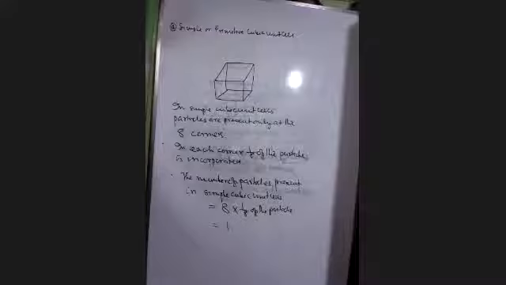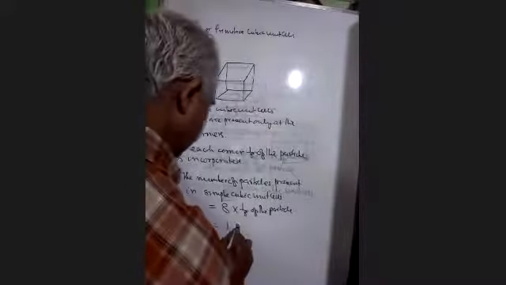Because each particle in a cubic unit cell is being shared by 8 unit cells, 4 from the top and 4 from the bottom. It is common to 8 unit cells. Okay. So in this case, the number of particles present within this unit cell is how much? Only 1 if you go by their volume. Therefore, 1.